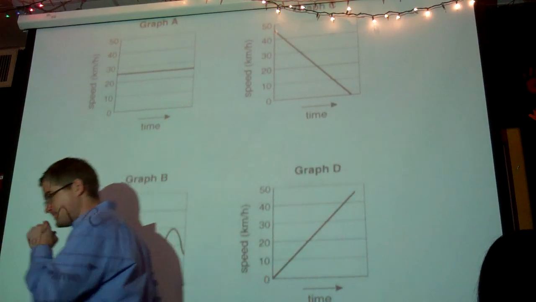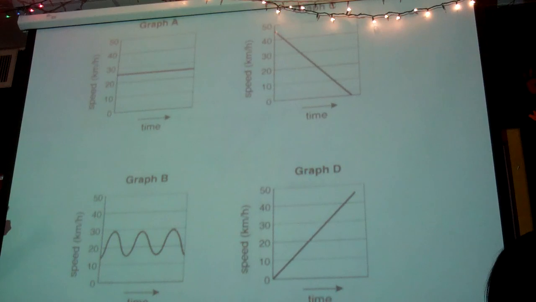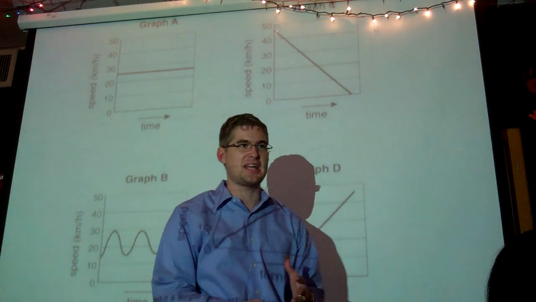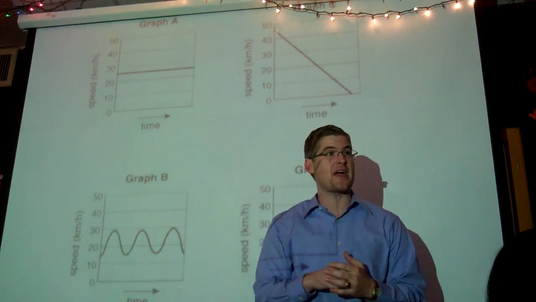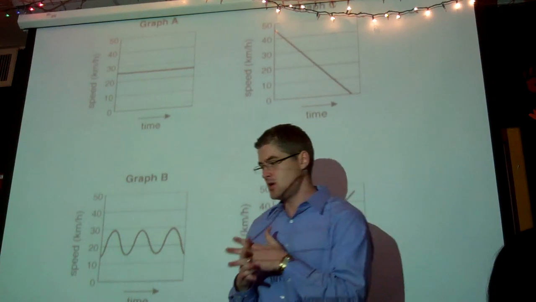What's this guy doing? It's constant speed. Is he accelerating? No. Do we know if he's changing direction or not? No, we don't know. It doesn't tell us that, but we're not going to assume that he is or isn't. All we know is based upon that graph, there's no signs of acceleration. Do you agree? Yes. You're right.